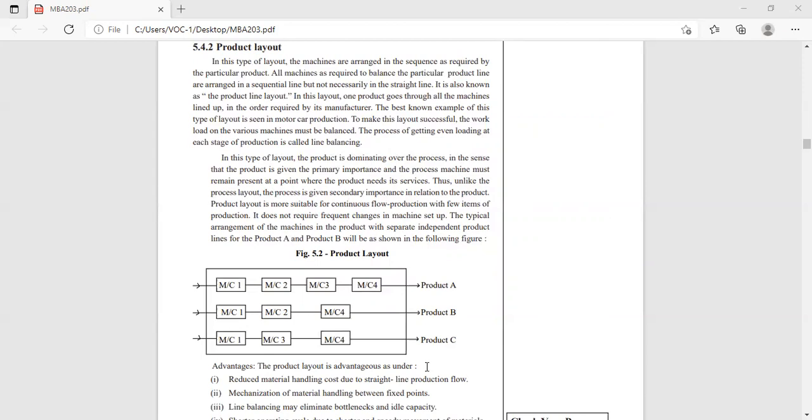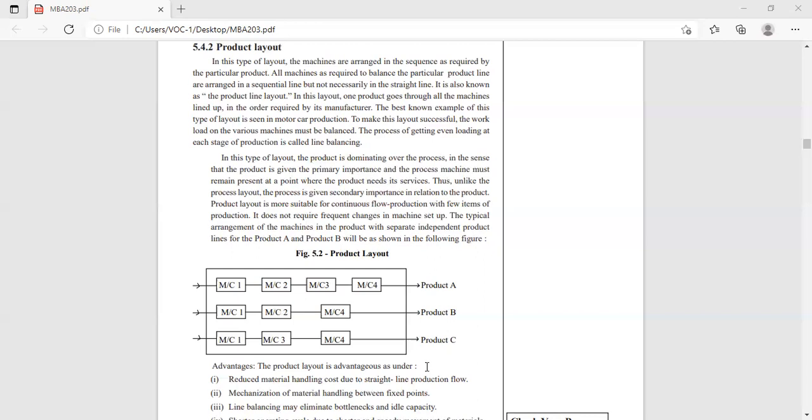Here you can see in the example figure the typical arrangement of the machines in the product layout, with separate independent product lines for product A and product B. Product A has machines 1, 2, 3, 4. Product B has machines 1, 2, and 4. Product C has machines 1, 3, and 4. So these are the different arrangements according to their respective products.